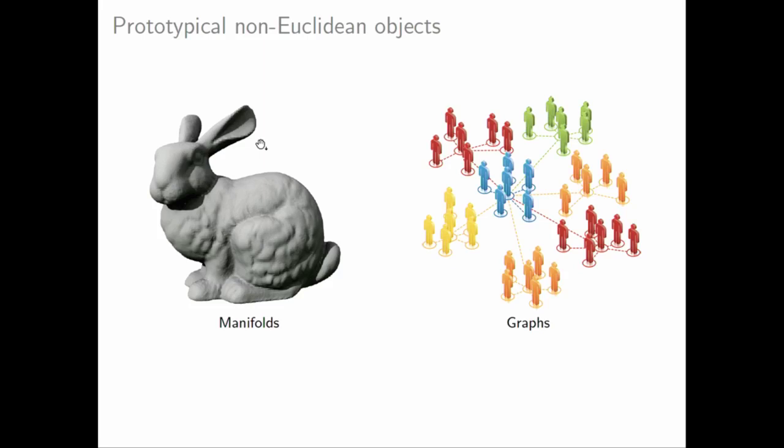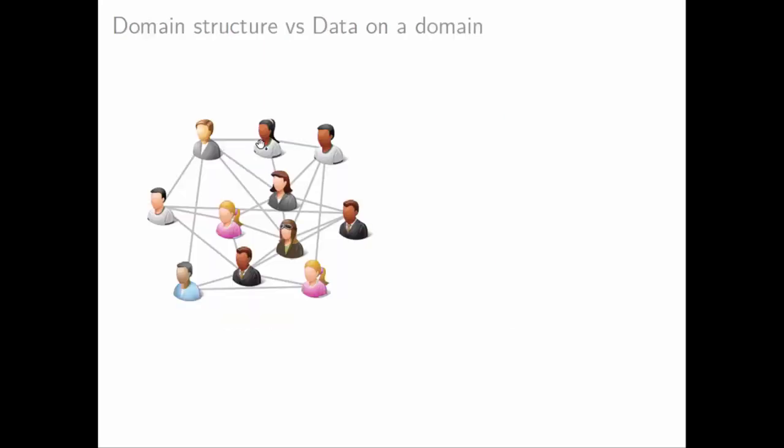So what is a non-Euclidean domain? In this tutorial, we are going to keep in mind two very simple setups. One is a manifold, which you can imagine as a shape in a three-dimensional space that has, let's say, a two-dimensional topology, or a general graph. And we'll see many examples in the tutorial of many situations where these two data structures arise.